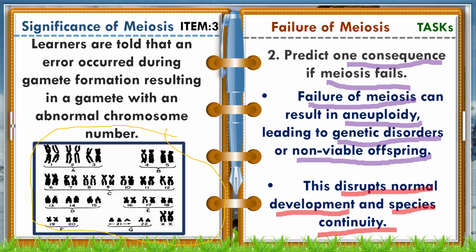So when such a thing happens, it is going to result in the abnormal development of the offspring, and the offspring may end up being non-viable, meaning that it is affecting species continuity. And if there is disruption of development, that is what we are referring to as a genetic disorder.